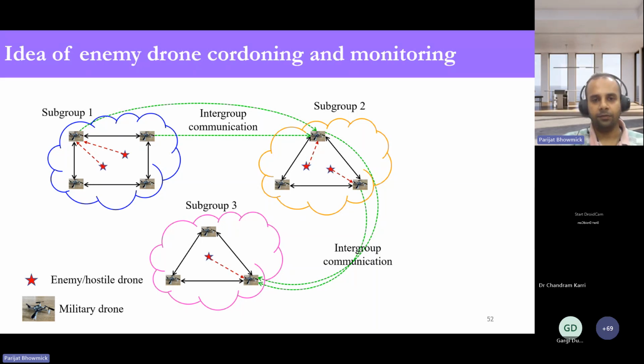In the video we have already shown the multi-group case with two subgroups. If you remember, in the second video, the first part of the experiment was on only one subgroup containing four drones, and the second part of the experiment had two subgroups, each containing three drones. This is basically the same thing.